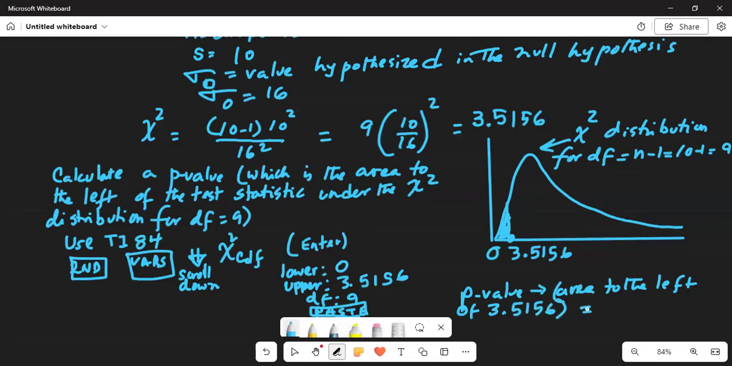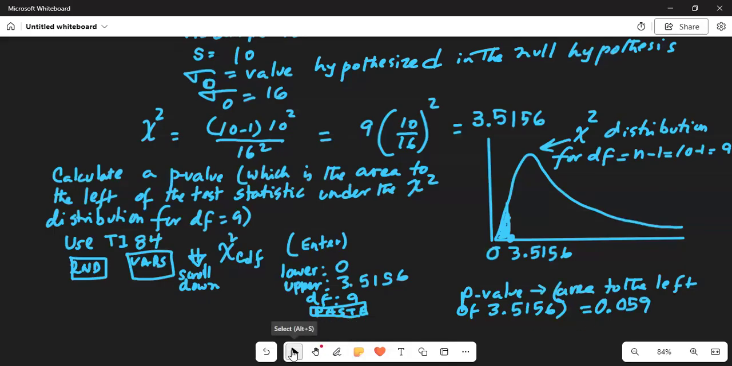So my lower is 0 because I'm starting from 0 on the left, and my upper boundary is 3.5156, and my degrees of freedom is 9. And I go down to paste, hit enter and enter. And this is 0.059. Okay, that's your p-value.